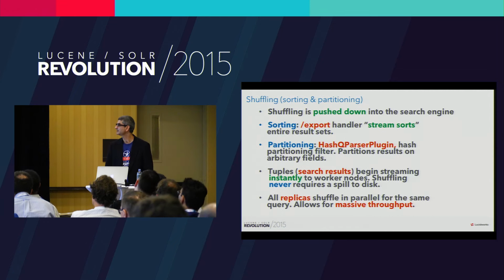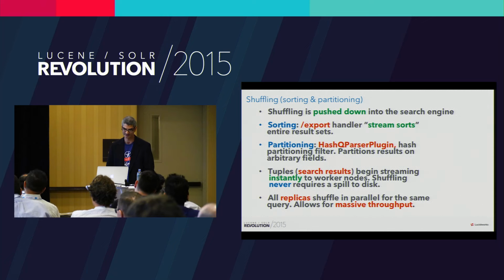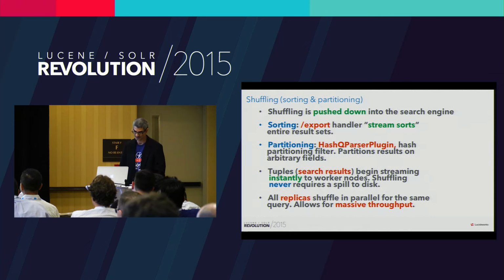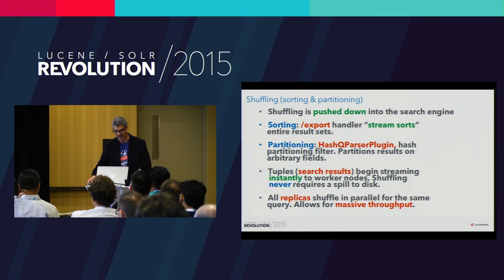So shuffling is a part of MapReduce, and basically it's sorting and partitioning of search results. And the way Solr does it is Solr pushes down shuffling into the search engine, which is different than a lot of other shuffling products. And for sorting, it uses something called the export handler, which stream sorts entire result sets. When I say stream sorts, it means that, without having everything in memory, it can go ahead and sort everything.